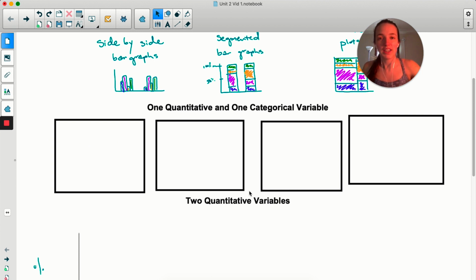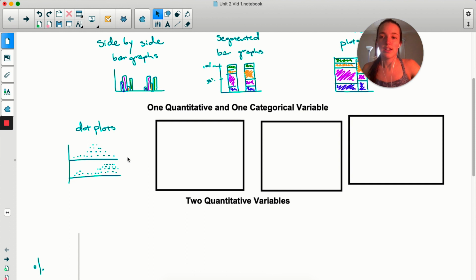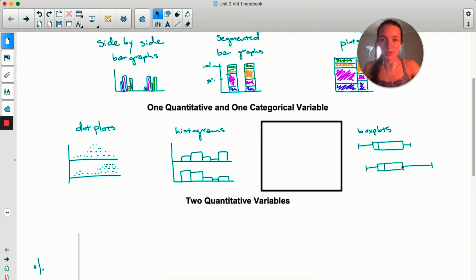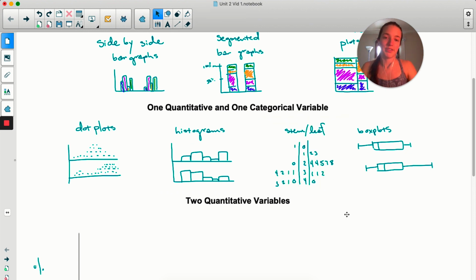So when we have one categorical variable and another quantitative variable, we can do dot plots, histograms, box plots, and the one that Scatterplot doesn't include is stem and leaf plots, where you have the two sets of leaves kind of opposite of each other. This was all in Unit 1. The only difference now is that they're stacked so that you can compare, but even that we did in Unit 1. The new thing is two quantitative variables.